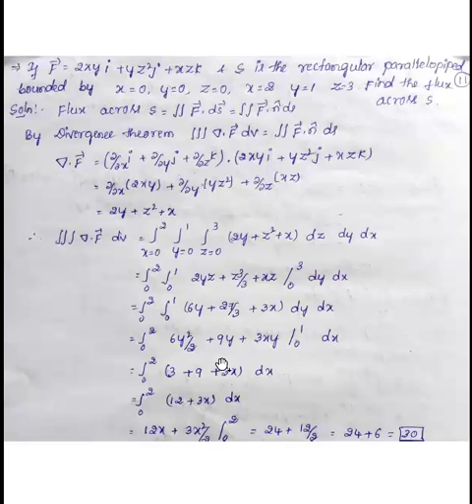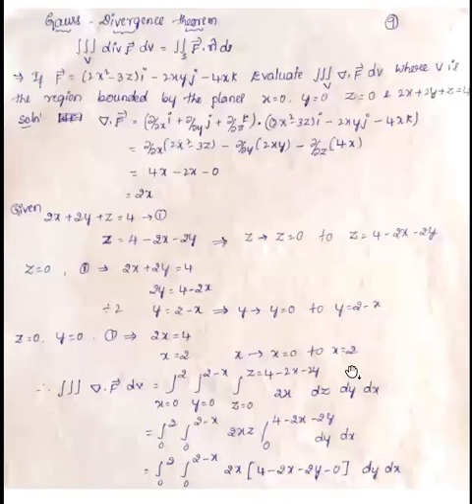Apply upper limit minus lower limit: 6 by 2 is 3, 9 into 1 is 9, 3x into 1 is 3x. Simplify: 9 plus 3 is 12, plus 3x, with respect to x. 12 is a constant, and the integration of a constant with respect to x is x. Plus 3 into the integration of x, which is x square divided by 2, between the limits 0 to 2. Apply upper limit: 12 into 2 is 24, 3 into 2 square is 4, 4 times 3 is 12, divided by 2. Simplify, we get 30. Take the next problem.